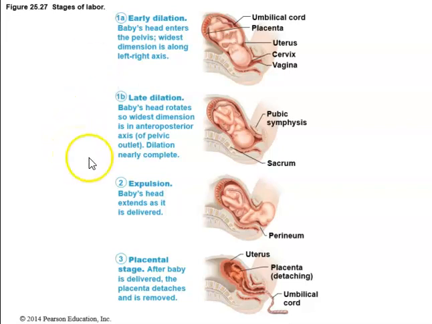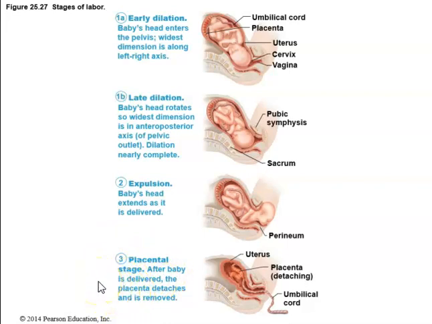So after full dilation, or close to full dilation, then we'll have the expulsion. So this is when the baby's head extends as it is delivered. So we have extension of the head, and the baby has been delivered. Finally, we'll have the placental stage. So after the baby is delivered, the placenta will detach and is removed.